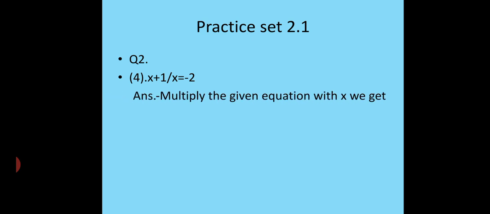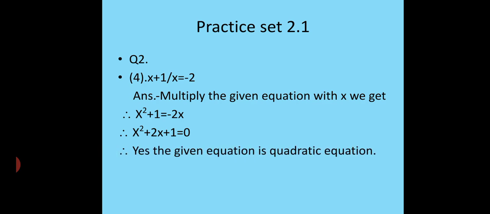Now let us see question number 2. Fourth example, x plus 1 upon x equal to minus 2. Multiply the given equation with x, we get x square plus 1 is equal to minus 2x. Therefore, x square plus 2x plus 1 equal to 0. Yes, the given equation is quadratic equation.